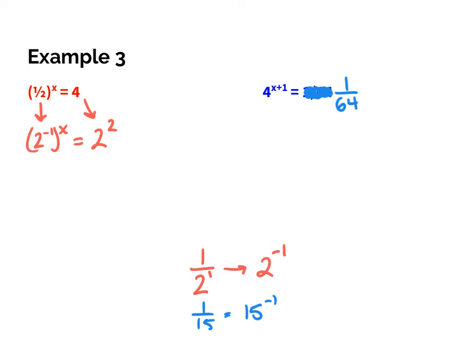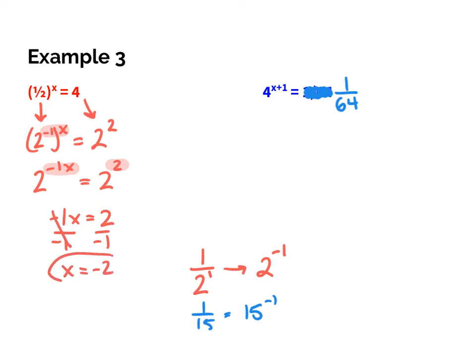So when simplifying this, again, I would have to then combine my two exponents using that power of a power rule. So -1 times x would be 2 to the -1x power, and that's going to equal 2 to the 2nd power. So then I'm going to work with my exponents, -1x and 2, and I would write myself a linear equation from that exponential equation, -1x equals 2. So then lastly, dividing by -1, I would get x equals -2 as my answer.